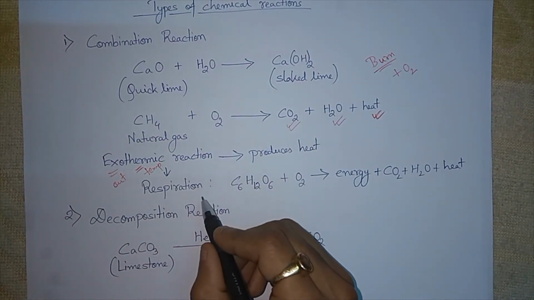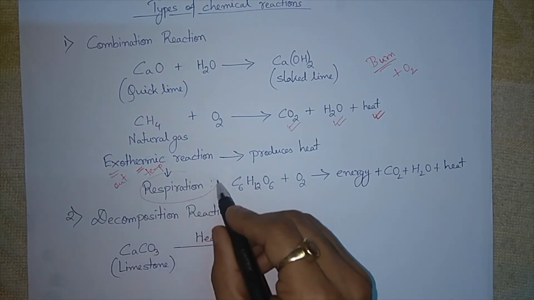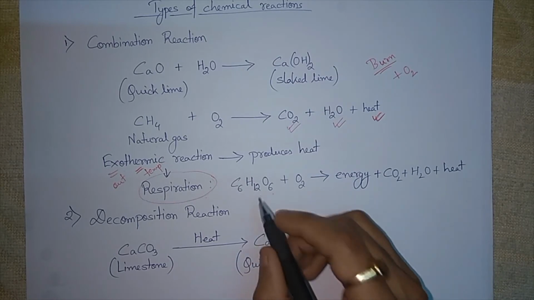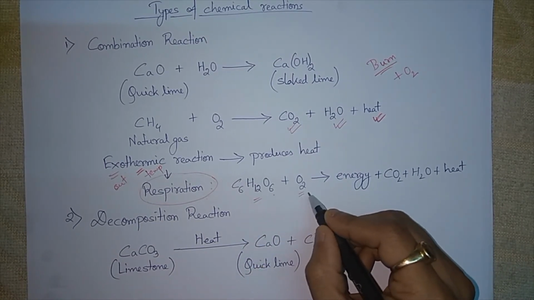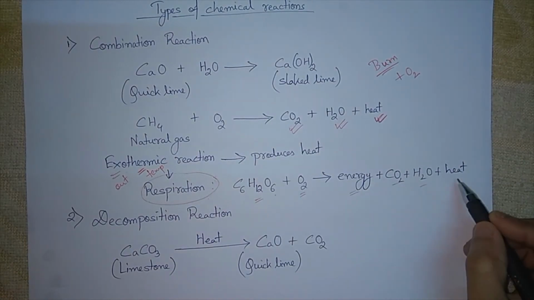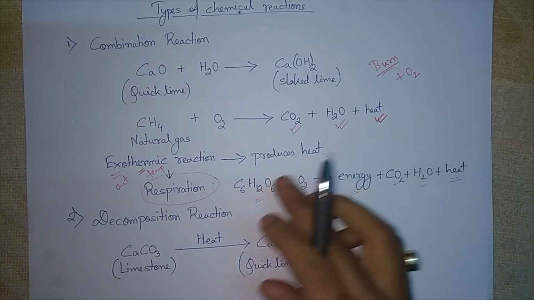One exothermic reaction which is always occurring inside our body is respiration, which suggests that C6H12O6, glucose, when burned or oxidized with inhaled oxygen, produces energy, carbon dioxide, water and heat. So this reaction is always going on inside our body.